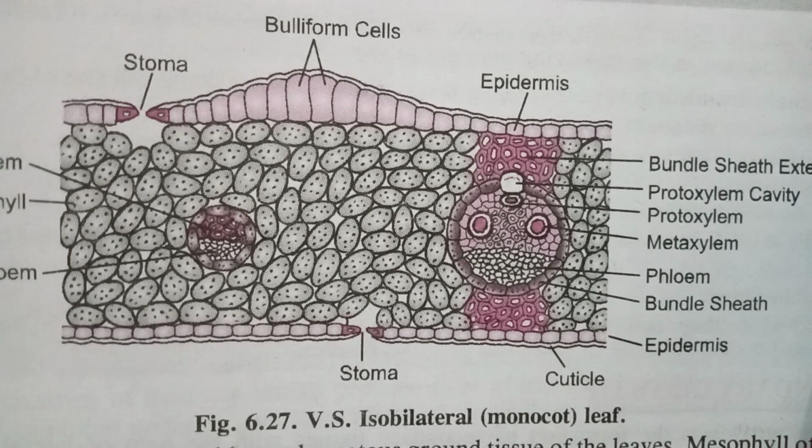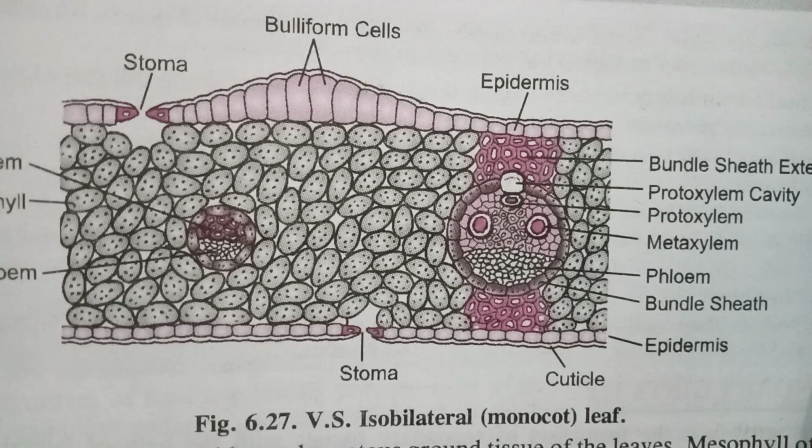Then next is the midrib portion, which is the widest and thickest part of the leaf. It occurs in the region of the other larger veins. Here the mesophyll cells are absent, and these are basically meant for conduction. Here the vascular bundle is conjoint collateral closed, because cambium is not there.